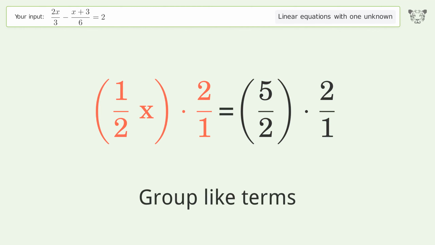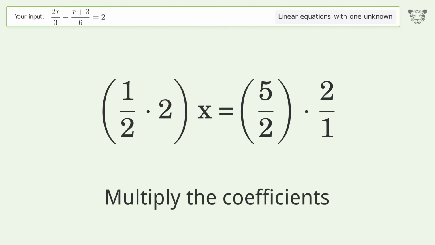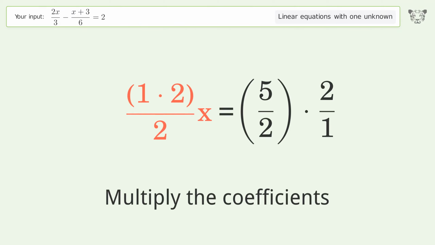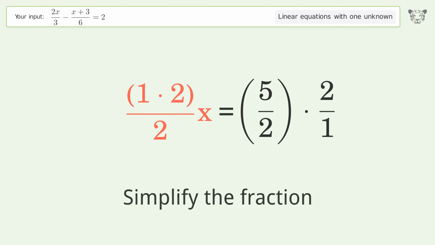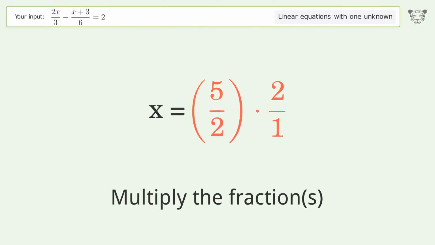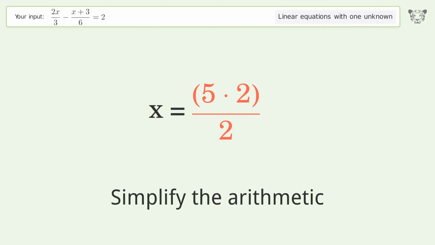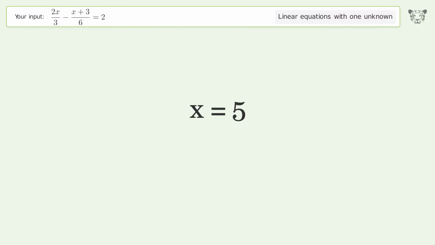Group like terms. Multiply the coefficients. Simplify the fraction. Multiply the fractions. Simplify the arithmetic. And so the final result is x equals 5.